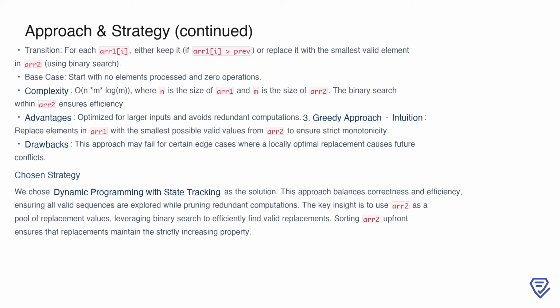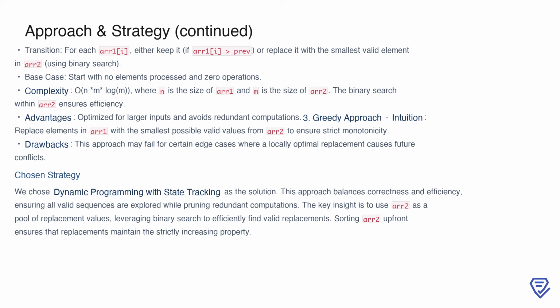For each element in arr1, we have two options: either keep it as is, provided it's greater than the previous element, or replace it with the smallest valid value from arr2 using binary search. The base case starts with no elements processed and 0 operations. This ensures that our state transitions build up from a clear foundation. The overall complexity of this method is n*m*log m, where n is the size of arr1 and m is the size of arr2. The binary search within arr2 ensures that replacements are efficient.